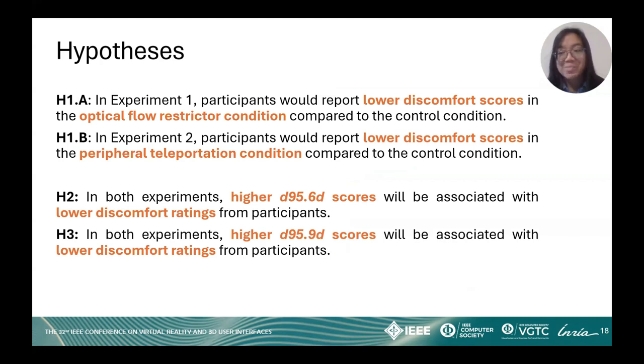The following are the hypotheses that we used to guide our analysis. Hypotheses 1A and B were included to validate our statistical model. These are meant to confirm the previously reported effects on cybersickness reduction using the individual discomfort scores. Hypotheses 2 and 3 are completely new hypotheses to evaluate our proposed D95 motion complexity measure.